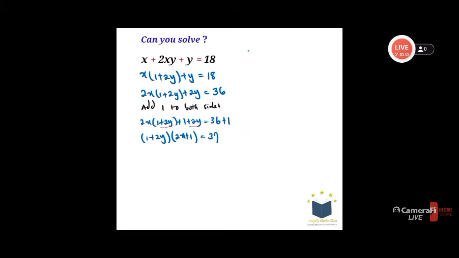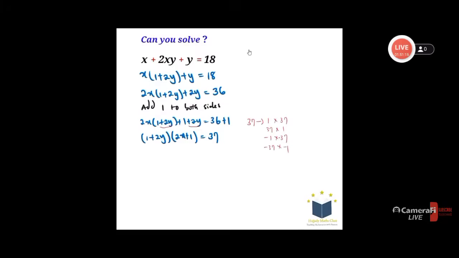Now looking at this value, we have 37 here. Since 37 is a prime number, it can have only two factors, with different signs. So here we have 1 multiplied by 37, that is the first condition. We can have 37 multiplied by 1, we can have negative 1 multiplied by negative 37, and lastly we can have negative 37 multiplied by negative 1. So these are the four conditions we're going to have.